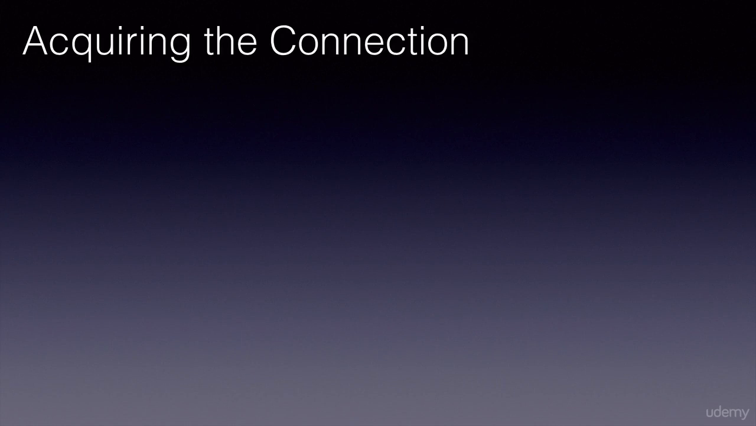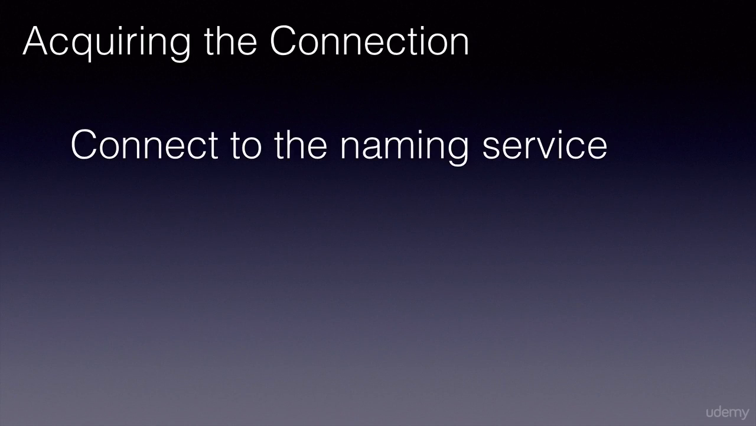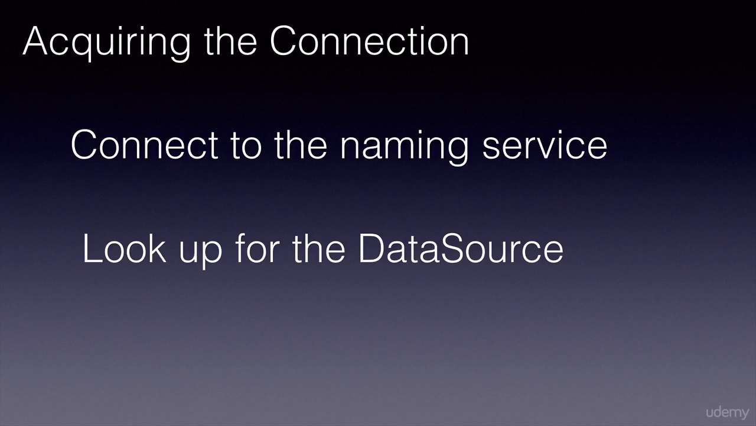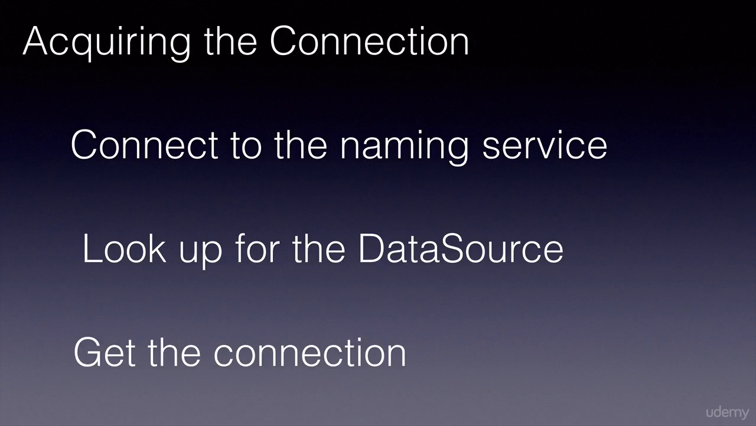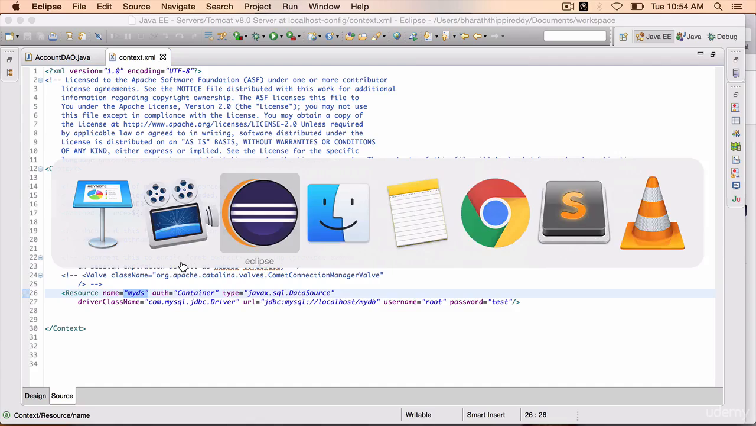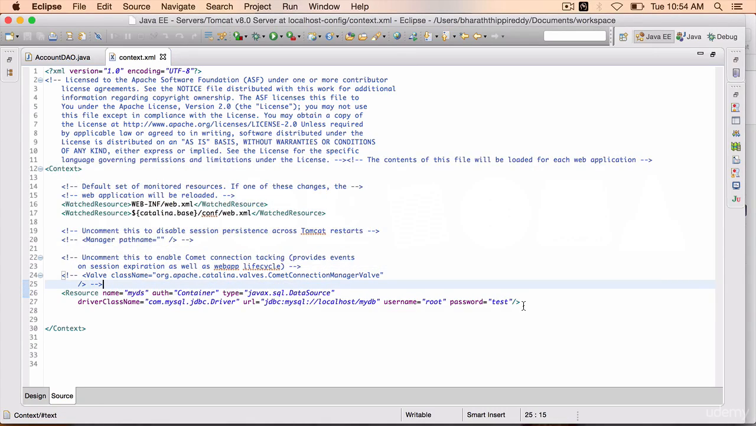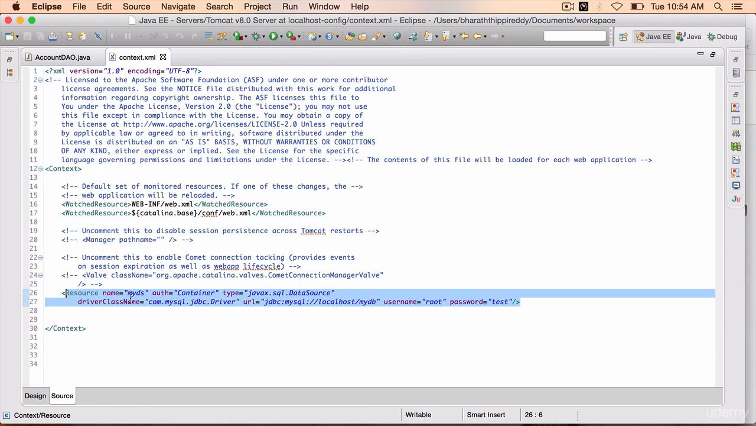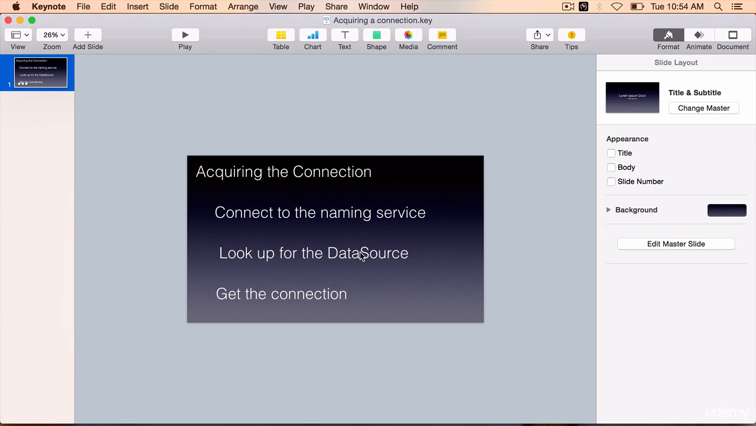To acquire a database connection from the connection pool, we first connect to the naming service, then look up the data source, and then we get the connection. So Tomcat, when it starts, will create a pool of connections and put it in the naming service as this data source. So we need to look this up in the naming service, get the data source, and then from that data source we can get any number of connections from the pool.